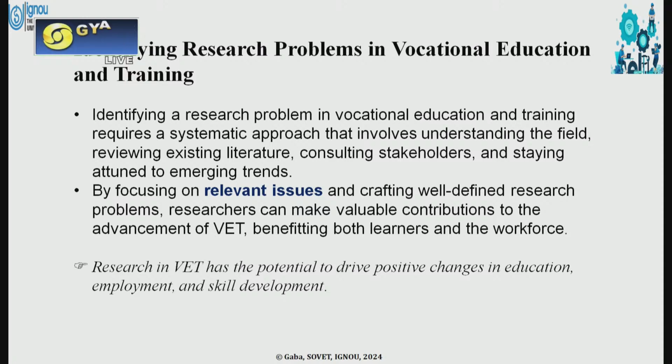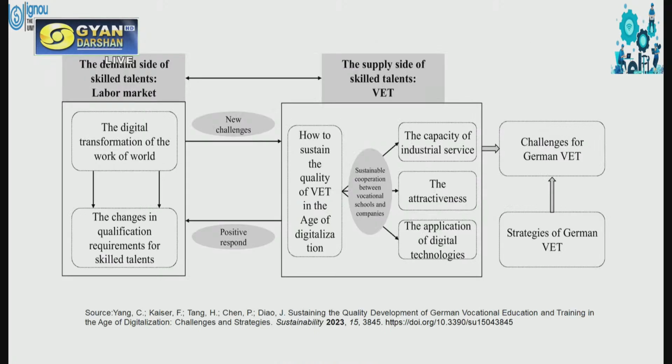By focusing on that, our research, I mentioned here, research in vocational education and training has the potential to drive positive changes in education, employment and skill development. Only our research can help in this particular direction. If you see the classical example on screen, one example I have given, a latest study: how to sustain the quality of vocational education and training in the age of digitalization. These are the issues that I raised.